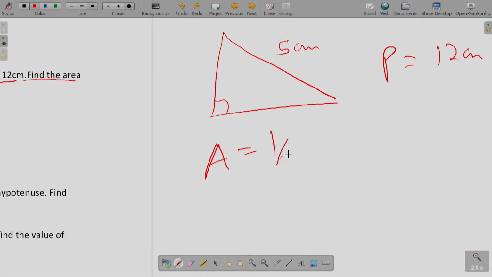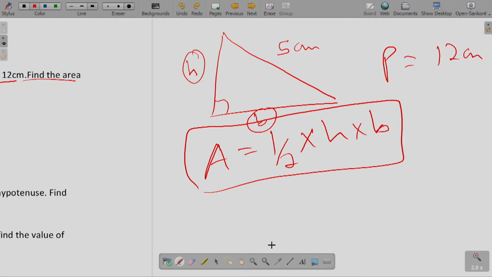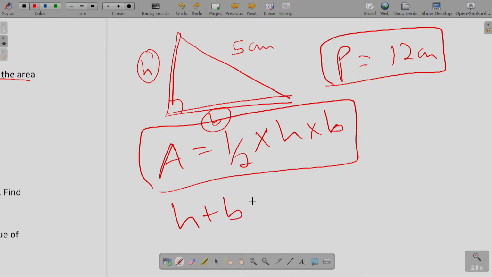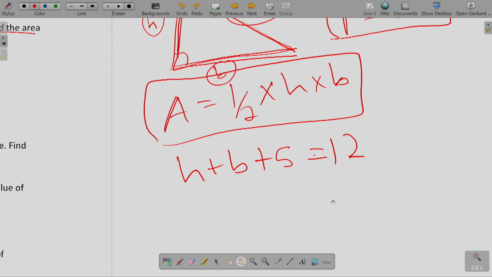We know that area is equal to half times base times height. So first we have to find the length of the height and the length of the base of this triangle, so that we can find the area. How can we find them? We were given the perimeter of our triangle. So if the height is equal to h and the base is equal to b, then h plus b plus 5 is equal to 12, the perimeter of our triangle.